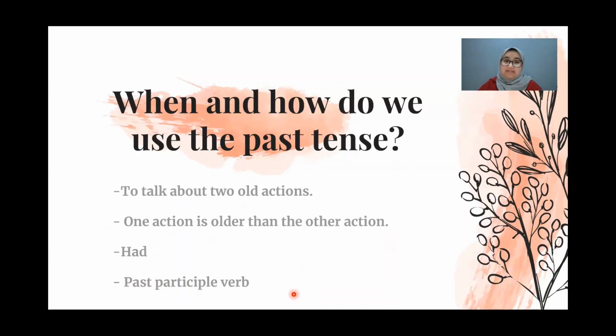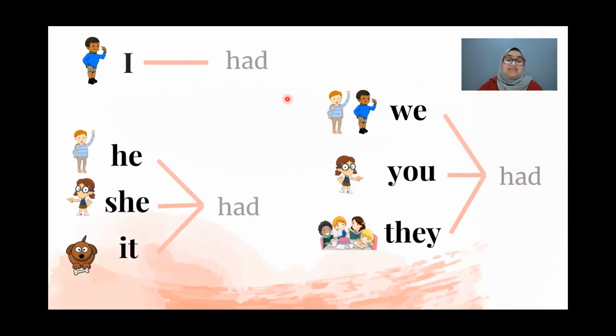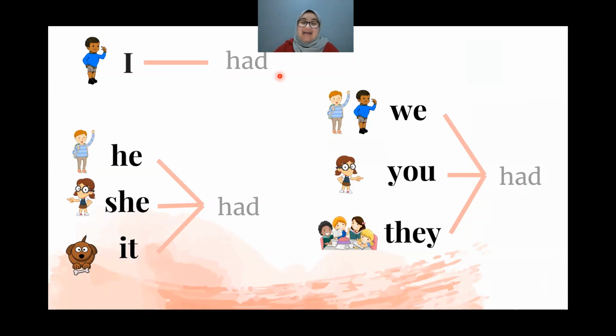It's very simple. Before we see the example sentence, let's check out the subjects or the different pronouns with the helping verb. You might notice something. All of our pronouns take had. All of them. I had, he had, she had, it had, we had, you had, and finally, they had. It doesn't get any simpler than that, right?